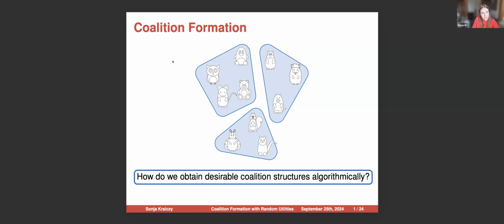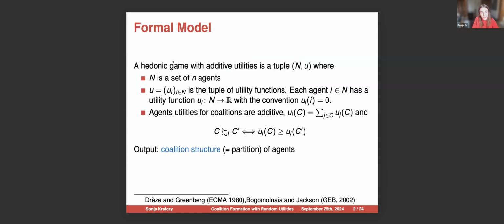So let's dive into the formal model that we consider. That is that of hedonic games with additive utilities. A hedonic game with additive utilities is just a tuple, which consists of the capital N, the set of little n agents, and U, which is a tuple of utility functions. Each agent is associated with their own utility function, and this utility function assigns to every agent a utility. And the convention is that an agent has utility 0 for herself.